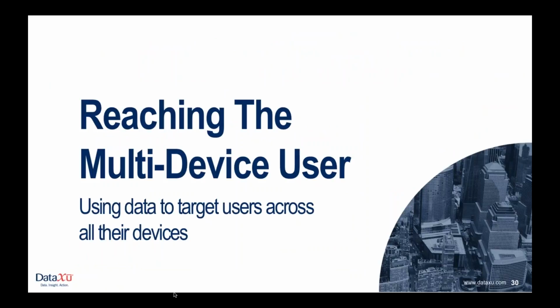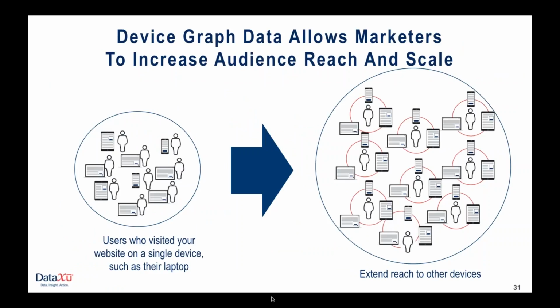So another way we can use device graph data is to reach our users across their devices and amplify our reach on mobile devices specifically. So using our graph data, we are able to take some sort of seed audience pool and then extend it to other devices. So this could be taking a smartphone seed pool and extending it to laptop and tablet. It could be taking a laptop pool and extending it to mobile and tablet.